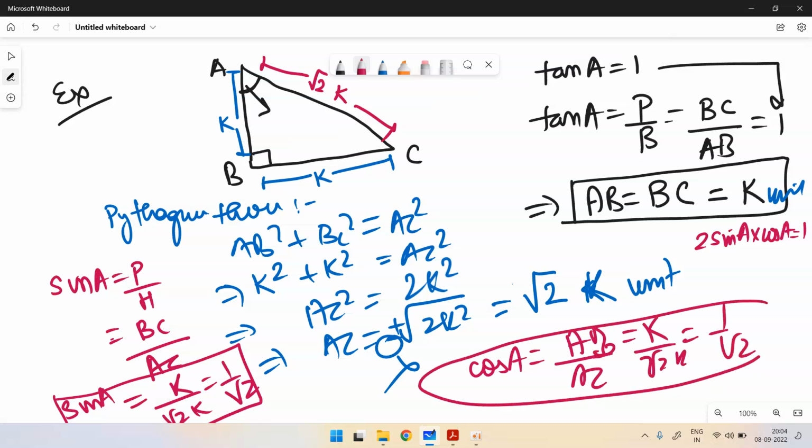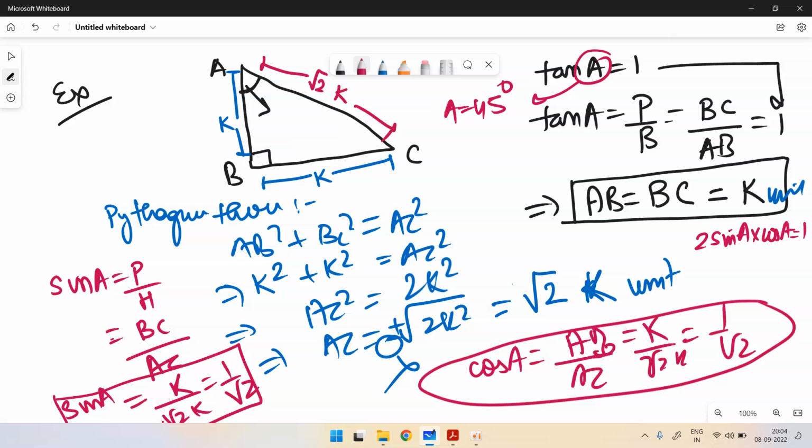And even from this, tan A equals 1, so A equals 45 degrees, and you know that sine 45 degrees is 1 by root 2, and cos 45 degrees is also 1 by root 2. So from here also you can calculate that this is 1 by root 2.